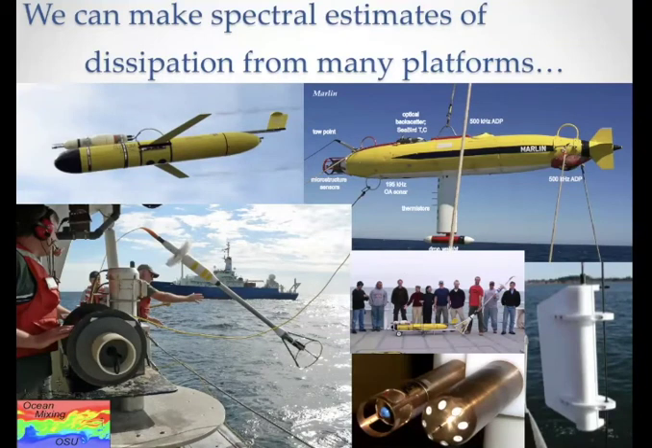So the microstructure profiler is just one of the types of platforms that we measure turbulence from. Another quite common way that turbulence is being measured now is from gliders, that's shown in the upper left. The upper right is showing you a towed body, which is pulled behind a ship and measures turbulence over broad lateral swaths.